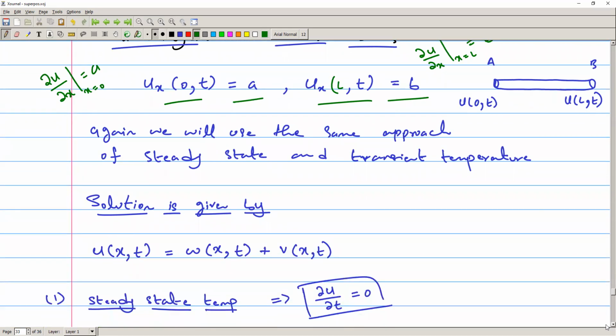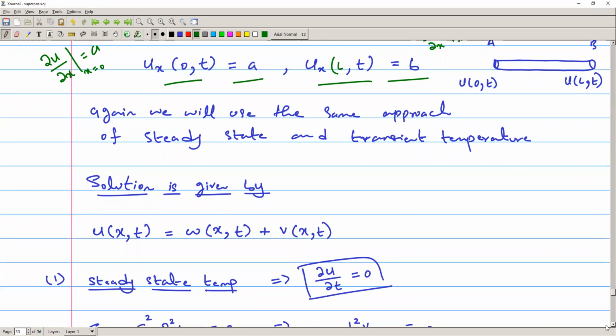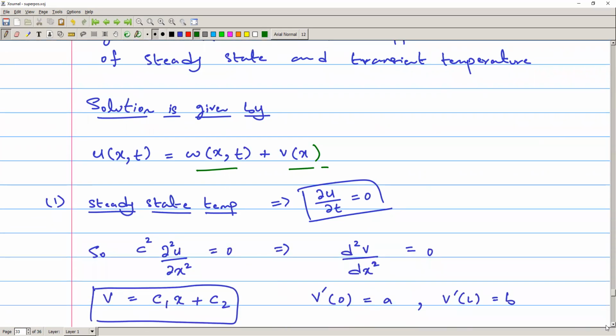Now we know that for the steady state and the transient temperature, the solution is given by u(x,t) equals w(x,t) plus v(x), not v(x,t), it's v(x). All right, so we need to have a correction here, it's v(x) only. Therefore, steady state temperature means that the change of temperature with respect to time is zero, right? So we will be left with c squared times the second partial derivative of u with respect to x equals 0, which means that this is only a function of x, right? So it only depends on x.